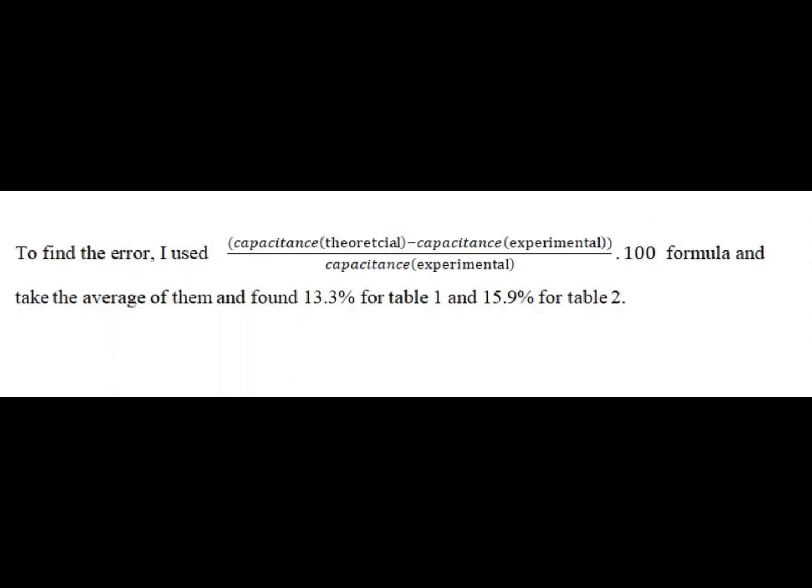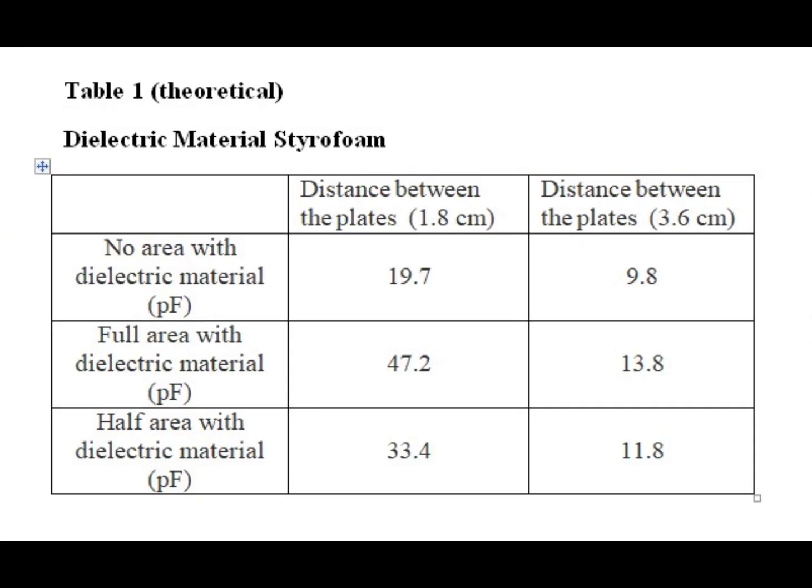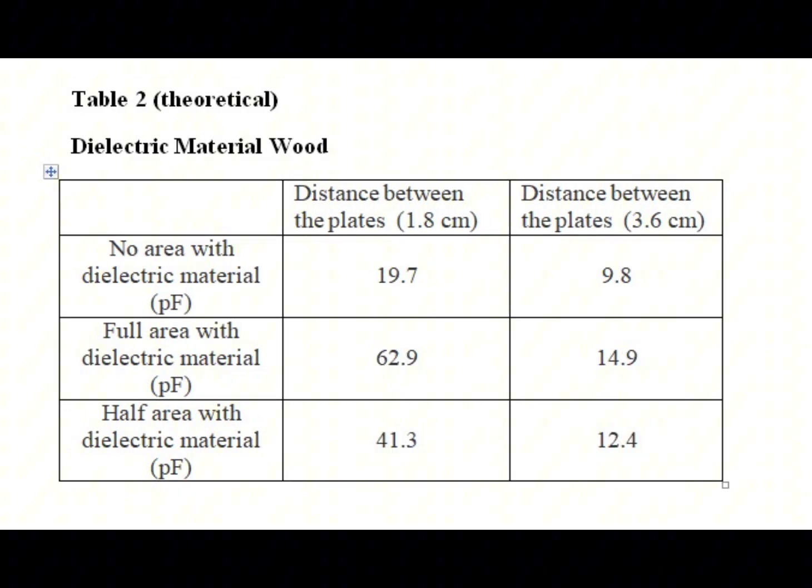Then I calculated the error for each value and took the average of them, and found 13.3% for table 1 and 15.9% for table 2. Some errors may have occurred due to humidity and temperature of the laboratory, human errors like hand tremor, and rounding the results. Even though some error occurred in the experiment, the results were still as I expected.